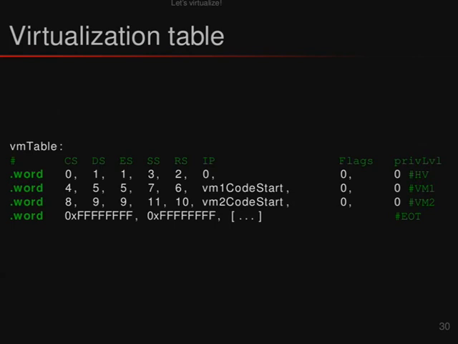Those numbers there, labeled with CS, DS, and so on, are the numbers of the entries in the segmentation table. So if the hypervisor mode's loaded, the hypervisor context is loaded, then all those registers, CS, DS, ES, and so on, are loaded with these values in this table. And so you're essentially completely reconfiguring the memory layout for each VM.